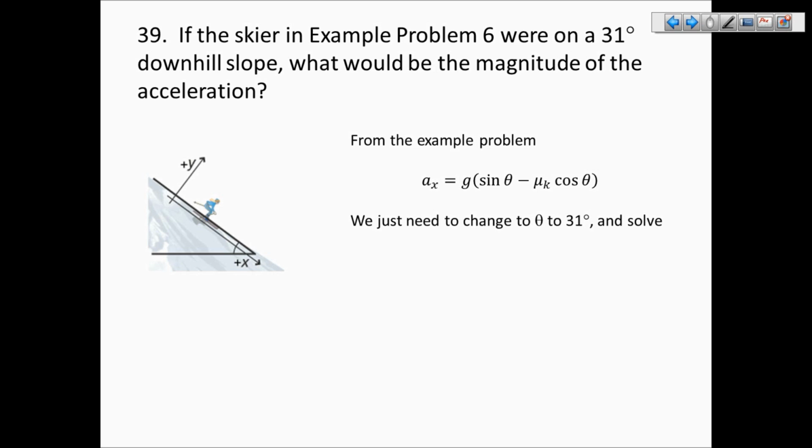We know what g is, and they're telling us that we're going to use 31 degrees as the angle. So plug in 9.80, and again plug in what they give us in the example problem for mu. We find out that the acceleration is 3.8 meters per second squared.